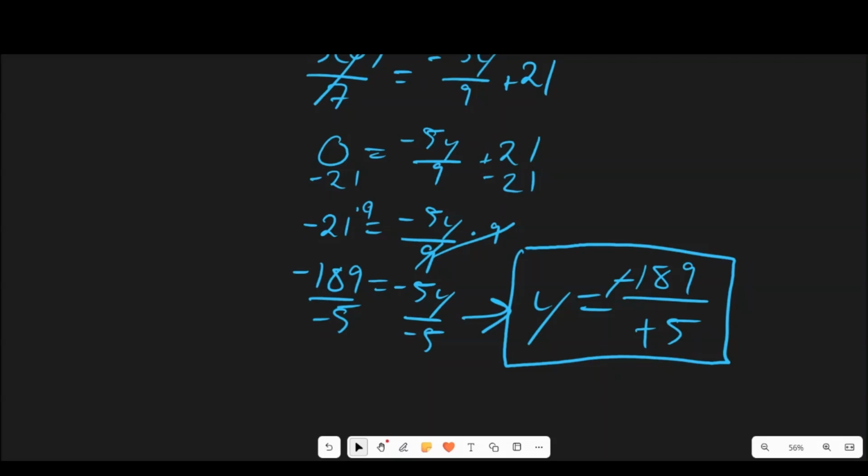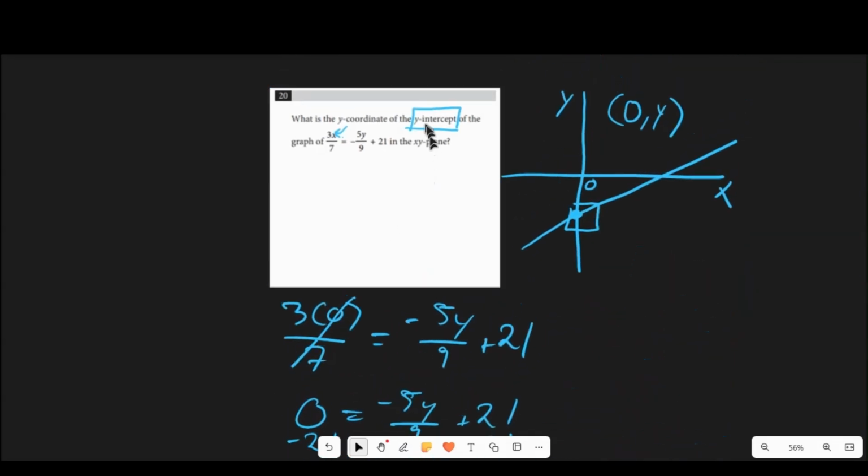Actually, pretty easy problem, right? So long as you knew what the y-intercept meant. The main thing here was to understand that for every y-intercept, the x-coordinate of that point will always be 0, and then some y value. If you understood that, then the next thing you had to do was just plug in 0 for x and then solve for y. So not a super difficult problem.